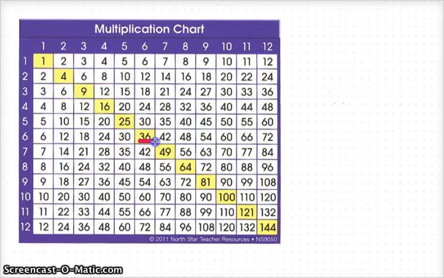If you looked at 36 right here, that is really 6 times 6. If I looked all the way down here at 144, that is really just multiplying 12 times 12. So those are called square numbers.